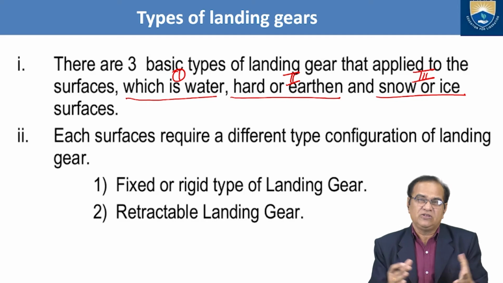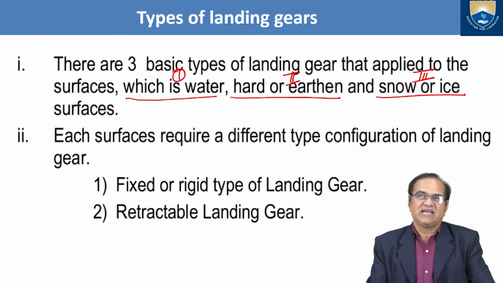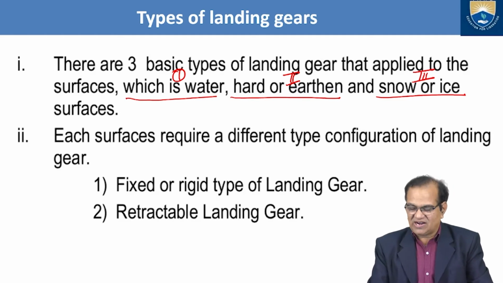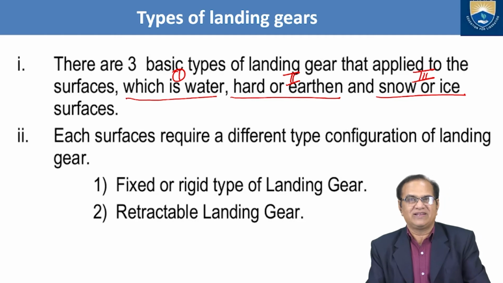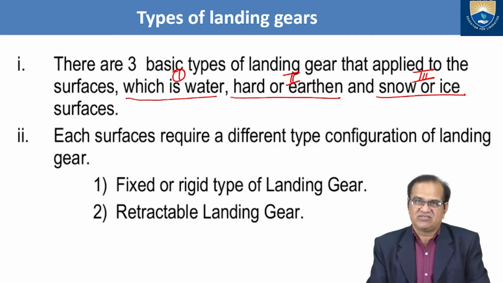One is the water. You might have seen some amphibian aircraft. They can land on the ground, they can land on the water, they can take off from the water, and they can land on the earth or on the runway also. And if snow or ice areas are there, especially in Europe and the Antarctica, we see that a lot of snow and ice is there on the runway or on the surfaces.